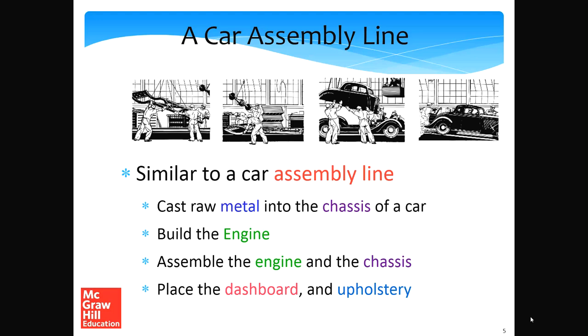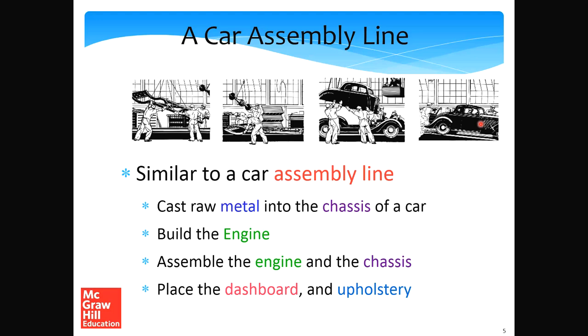So let's look at a car assembly line. In a car assembly line, we typically have different shops. One shop casts raw metal into the chassis of a car. Then another shop builds the engines. Another shop builds the body. Another shop does the dashboard and upholstery. And finally, one group of people puts everything together. At the end of the assembly line, the car is finally painted and tested, and then it's ready for delivery.